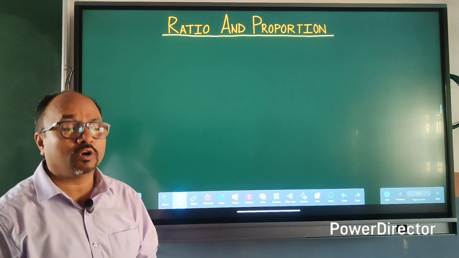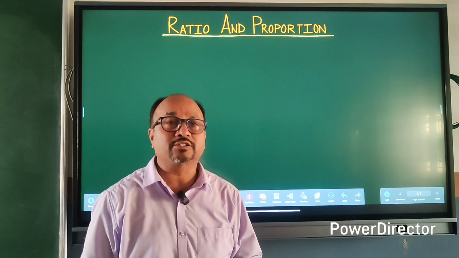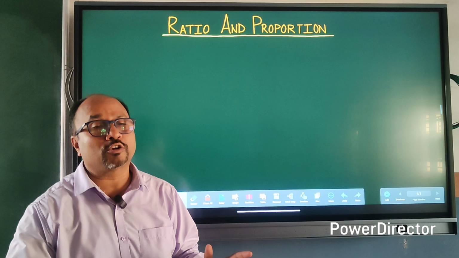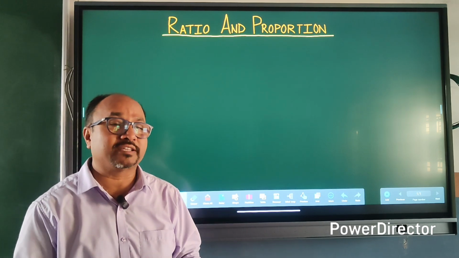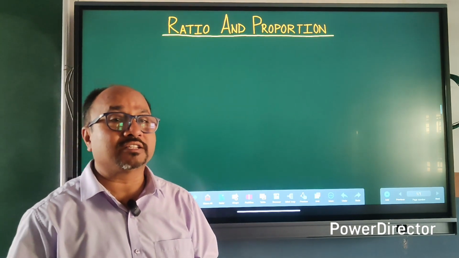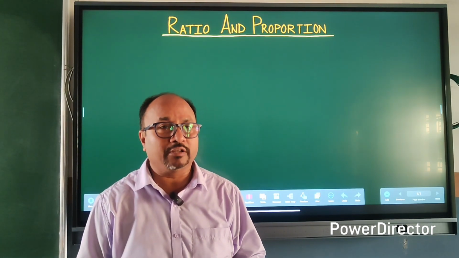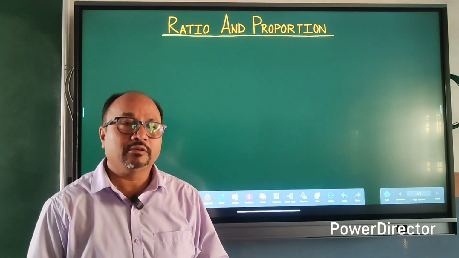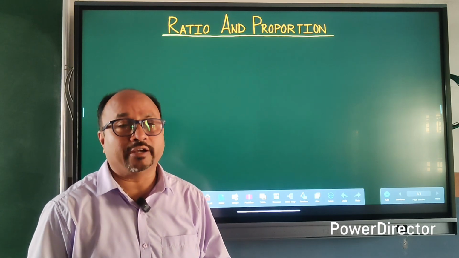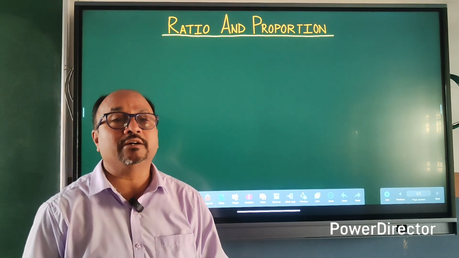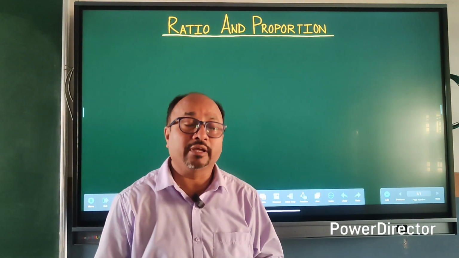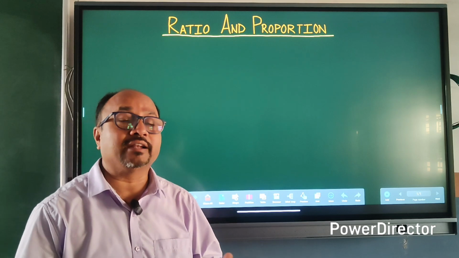So starting with ratio, what is a ratio? A ratio is a comparison of two quantities of the same type. You cannot compare quantities of different types. They have to be the same type, and also you need to have them in the same unit. For example, if you are going to compare the length of the table with the length of a classroom, the length has to be kept in the same unit. You cannot keep the length of the table in centimeters and the length of the room in meters and compare. Both need to be brought to the same unit of centimeter and then compared.